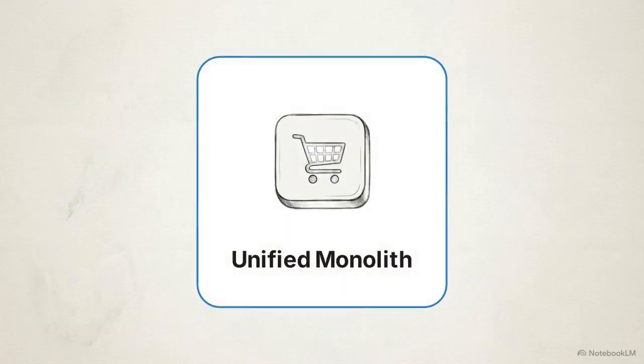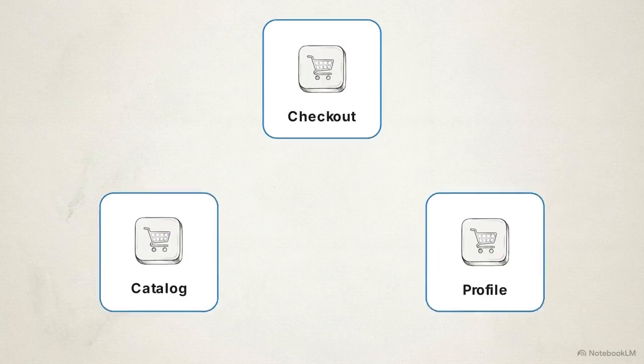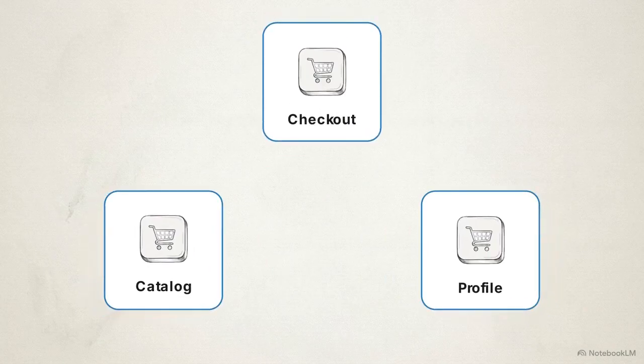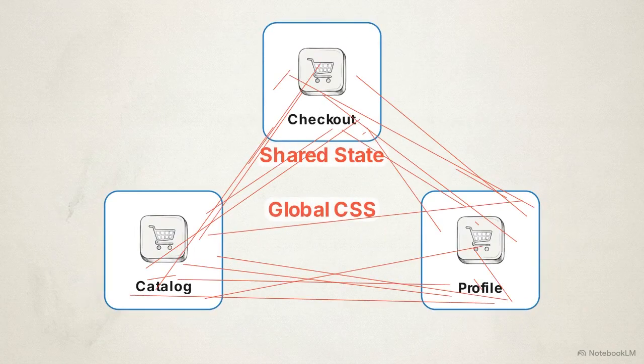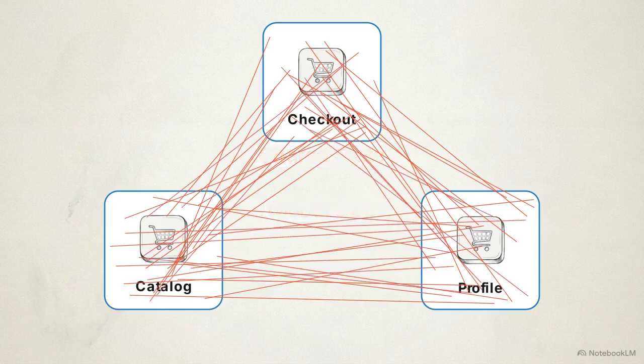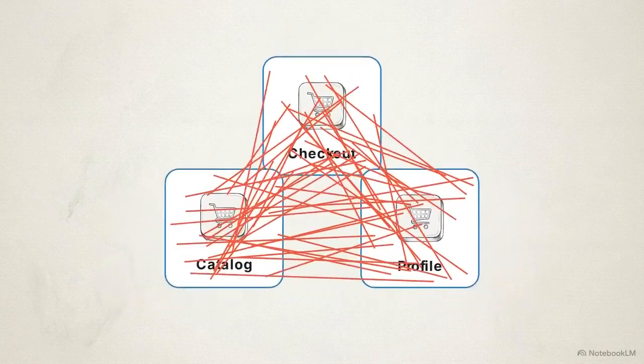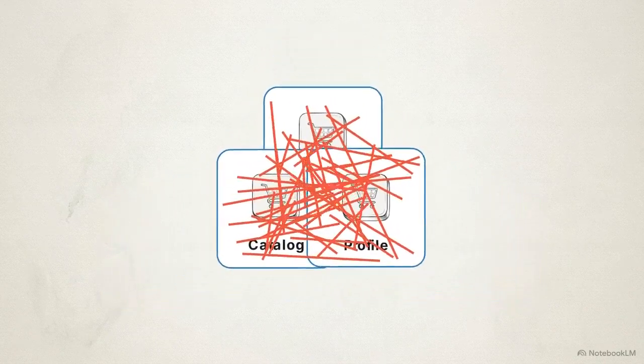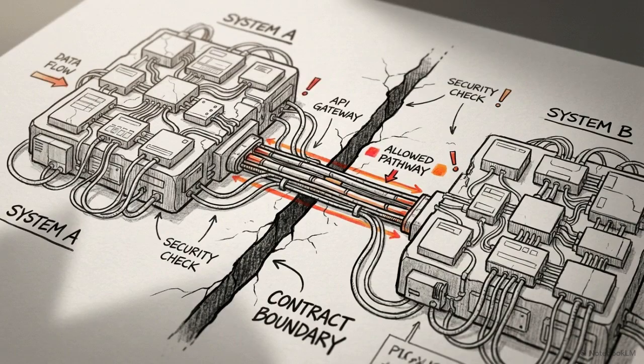This diagram illustrates the trap. Separate domain blocks like checkout and catalog immediately become entangled by shared state and global CSS. These overlapping dependencies weave independent teams back together into a fragile, highly coupled system. Successfully achieving independent deployment requires more than a multi-repo strategy. It requires explicit, enforced technical contracts between every module.